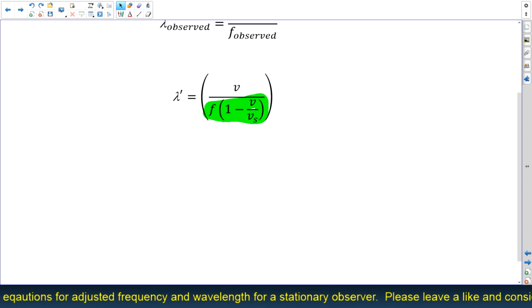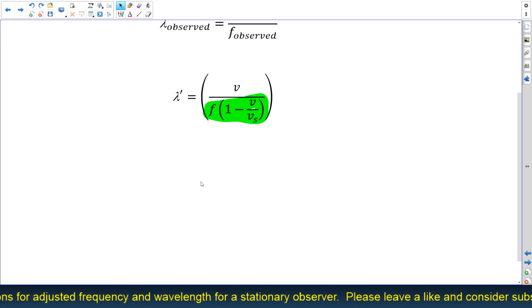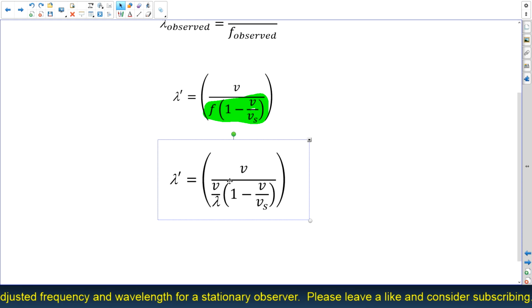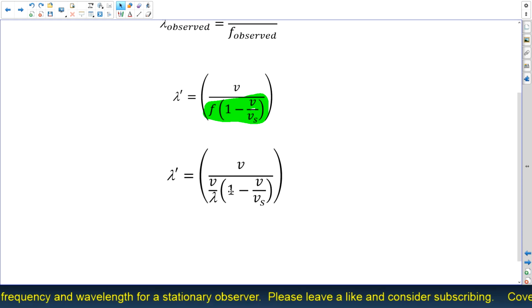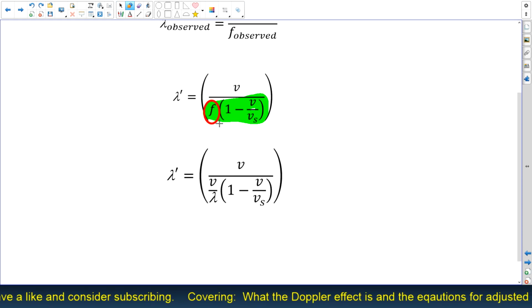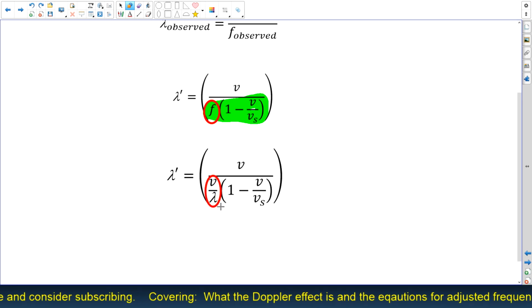Okay, so we're going to use the fact that f equals v over lambda, from just the regular wave equation, and we're just going to replace f. So we're going to replace f with v over lambda. Everything else has stayed the same.